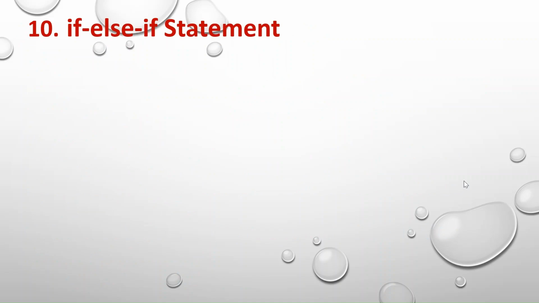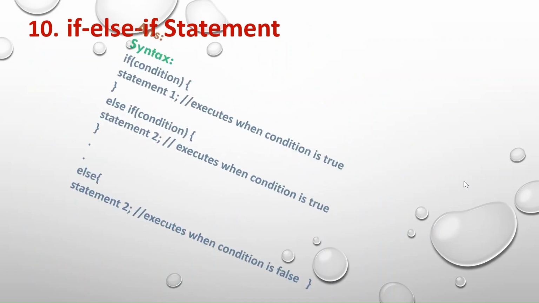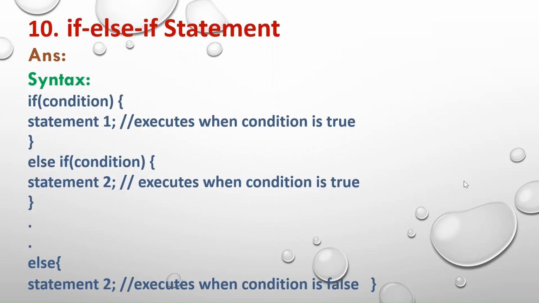If else if statement. Now here if the condition is true, statement 1 gets executed. If that is false, we can go for one more condition. Else if the second condition is true, then statement 2 is executed. So like that we can have multiple if conditions, and if none of the conditions is true, finally we have an else statement where that else part is going to be executed.